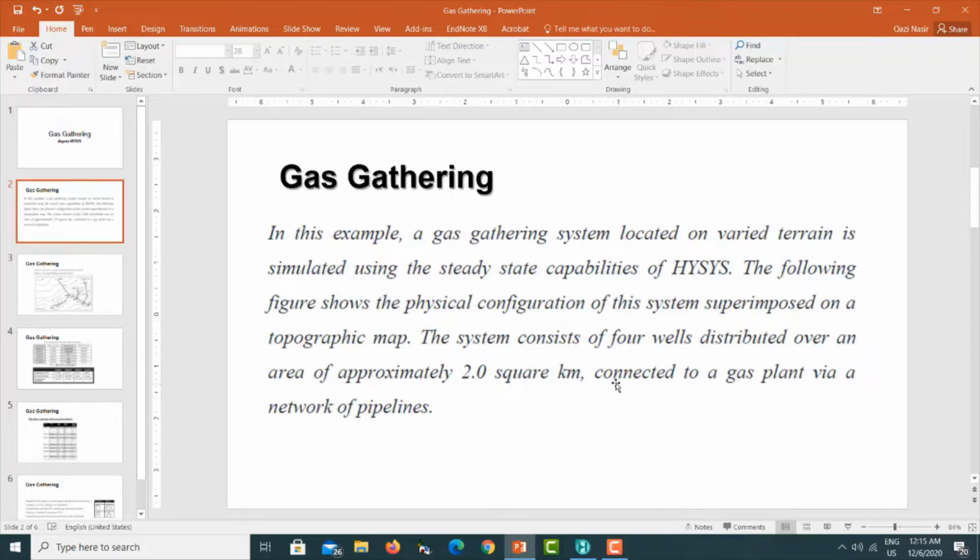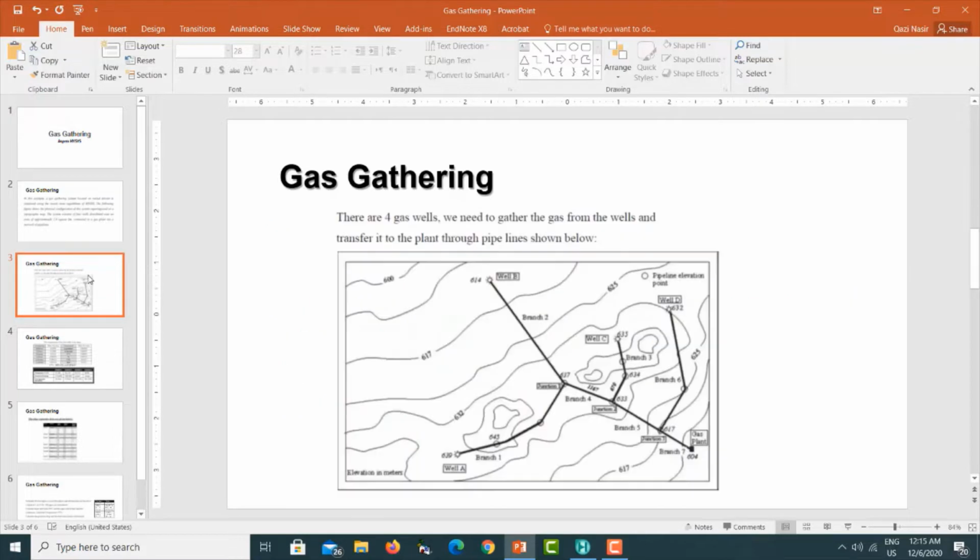They are connected to a gas plant via a network of pipes. So we need to collect the gases from the 4 wells and transport them through a network of pipes to this gas plant, where we can treat them further. On a topographic map, this is what is happening basically. If you look here clearly, there are 4 gas wells: well A, well B, similarly well C and well D. And these are the pipelines transporting well A gases from this part. This one is B, where the gases are transported through this pipeline. Similarly, well C is transported through here. Well D passes from here.